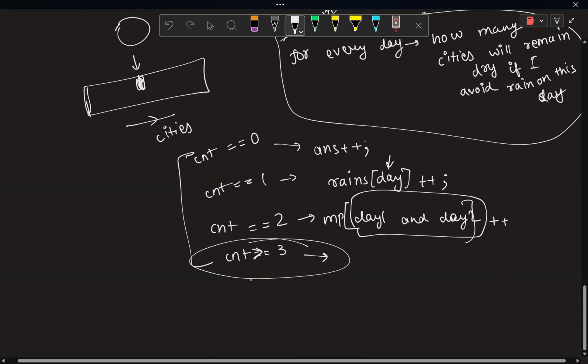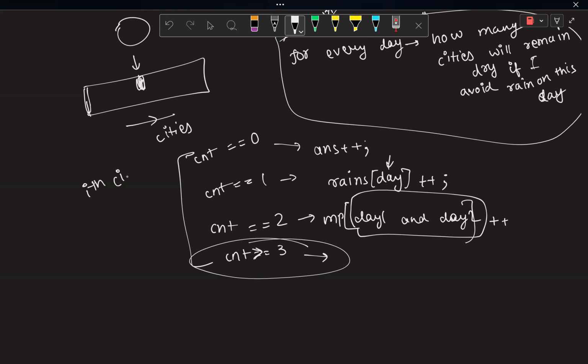in that case, whatever you do, this city will not be dry. You cannot have the city as dry. Now, here we are talking about the ith city. We will start from city 1 to city n. For every city, we are just seeing if the number of days on which it rains on this city is 0, 1, or 2.